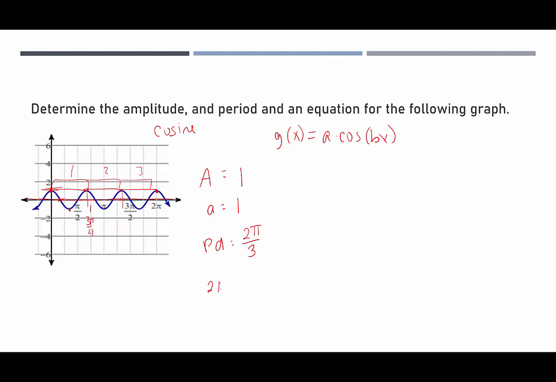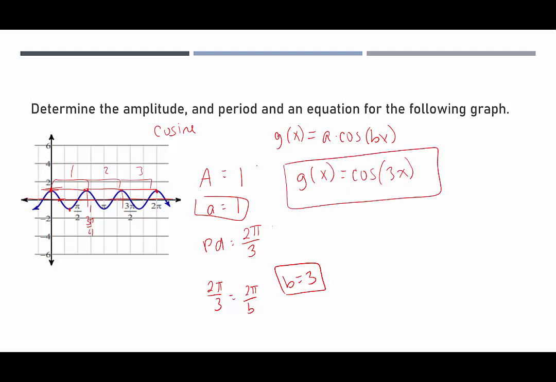So we're going to say the period, 2 pi over 3, is equal to 2 pi over b, and hopefully you can look at this and just tell what b is. B is 3. Okay, now we have enough information to be able to write the equation of this graph. This is going to be g of x equals, we don't need to put a 1, but you can if you want to, cosine of 3x. And that would be the equation for g.